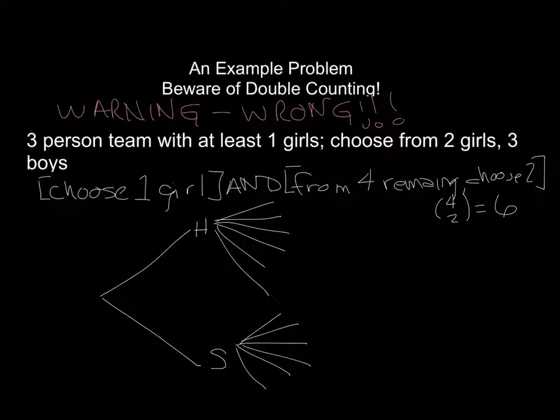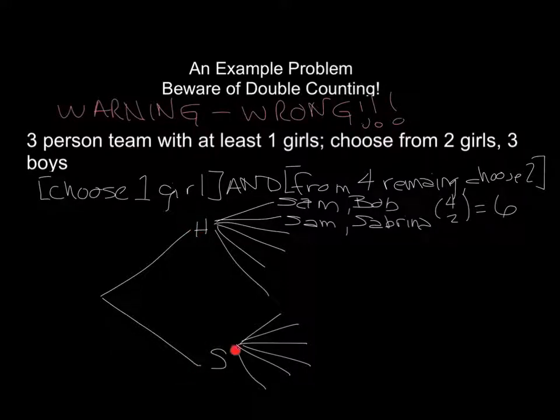So let's say the first pair of people might be the boy Sam and the boy Bob. But maybe the second possibility is the boy Sam and the girl Sabrina. Okay, I'm not going to fill out the rest. I filled out enough of this part of the tree diagram. But let's see what happens down here with Sabrina. If we choose Sabrina first, it's possible that for the remaining 2 we choose Sam and Bob. Or it's possible we choose Sam and Helena.